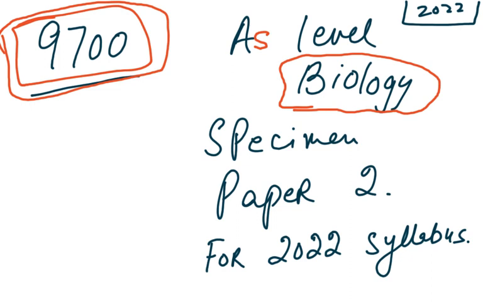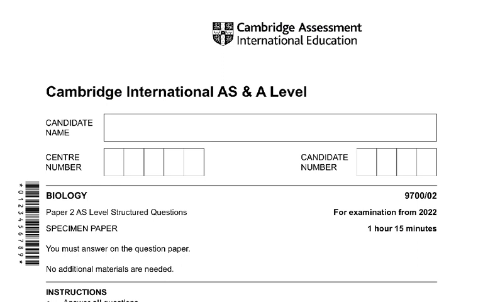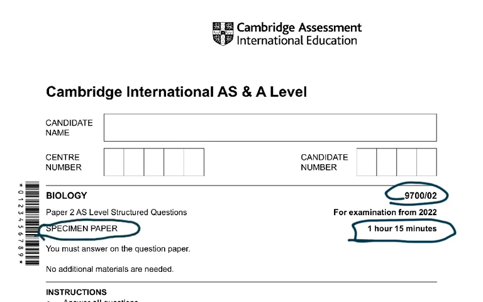As requested by some of you, I am doing the specimen paper 2 for the syllabus which is being examined this year in 2022. As you can see, nothing has changed. The timing is the same, 1 hour 15 minutes, and this is the paper 2 for 2022, and this is the specimen paper which I'm going to be discussing today. So timing same, the rest of it is of course the same, 60 marks.